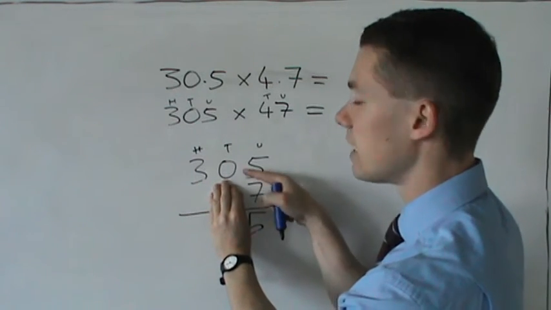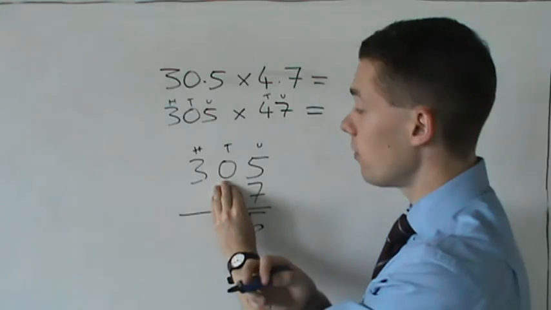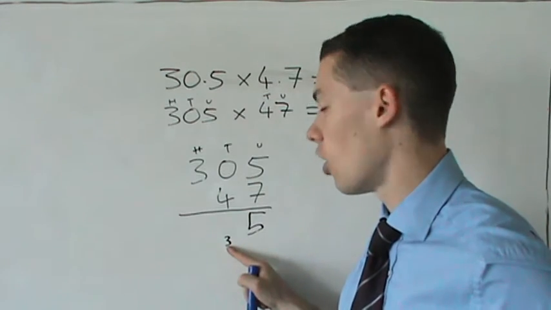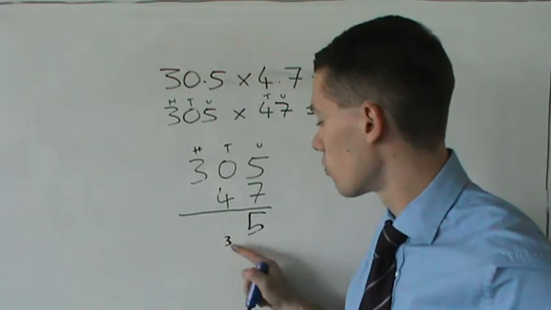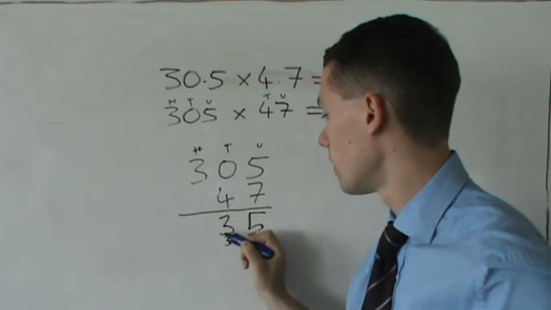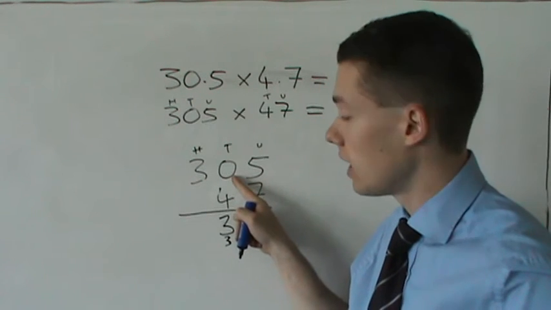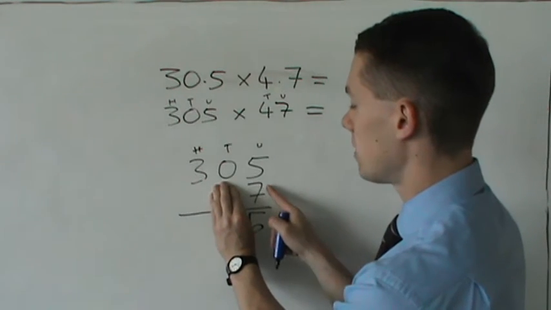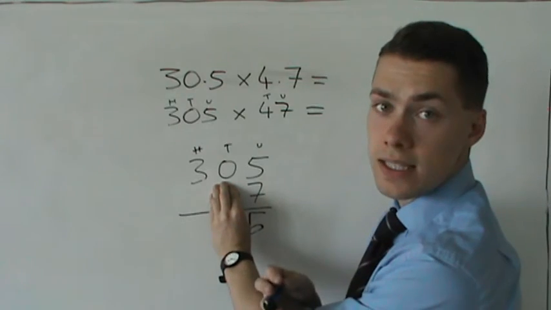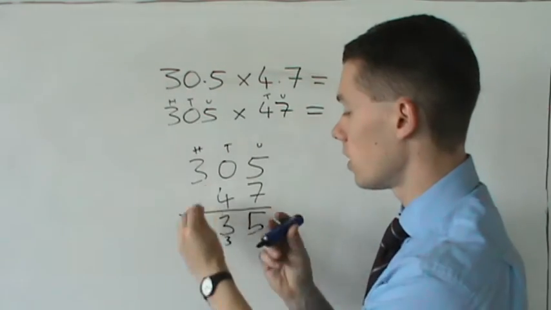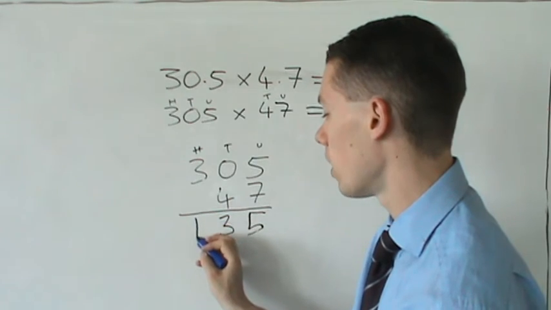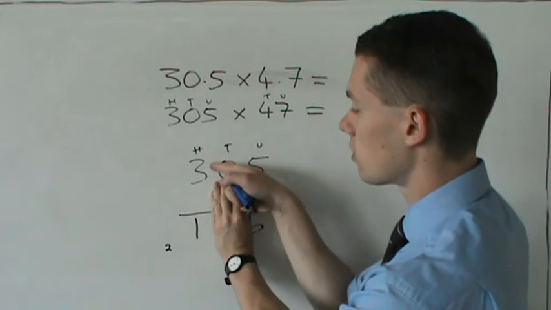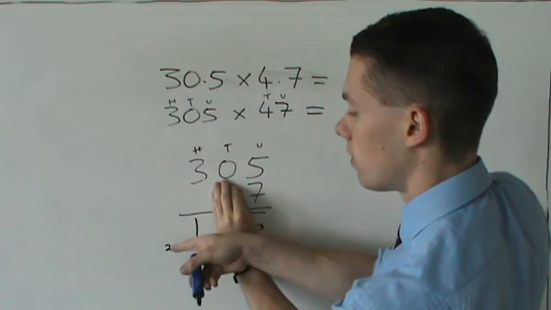We now have 7 times 0. 7 times 0 is 0, which goes down here. But firstly, I add to 0 my remainder of 3. 0 plus 3 is 3. Next, I have 7 times 3. 7 times 3 is 21. So I put the 1 below, and I carry my 20 as a remainder.